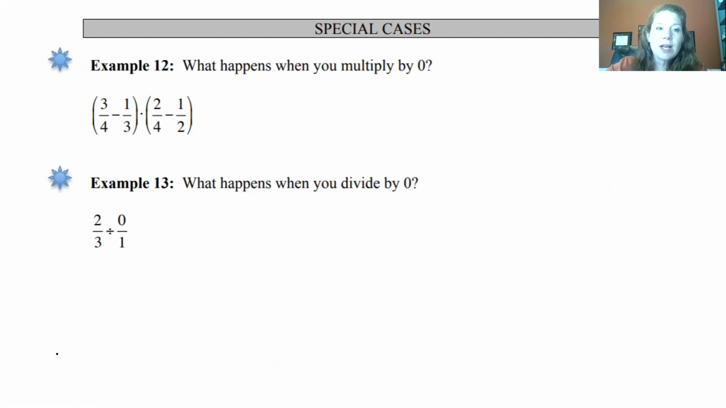All right, so let's look at example 12. It says, what happens when you multiply by 0? Which tells me that the answer to this subtraction problem is probably 0. So anyway, let's pretend we don't know that. So first of all, we have to do parentheses first. So 4 and 3, our least common multiple would be 12. So 4 times 3 is 12, so 3 times 3 is 9.